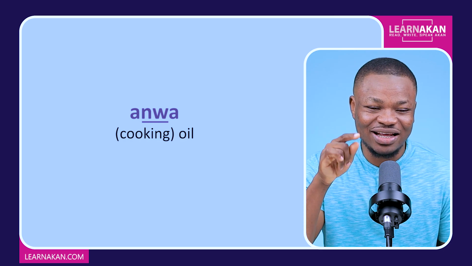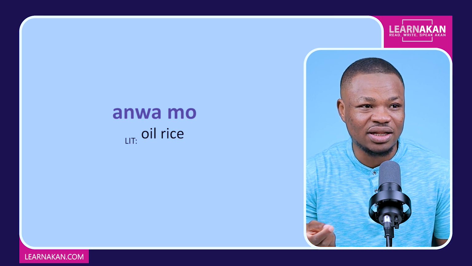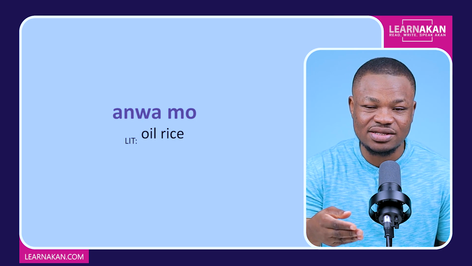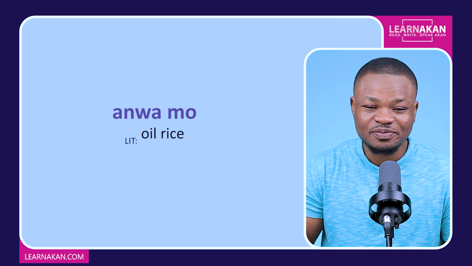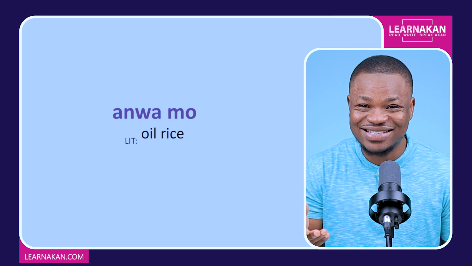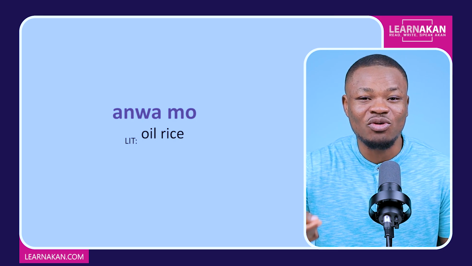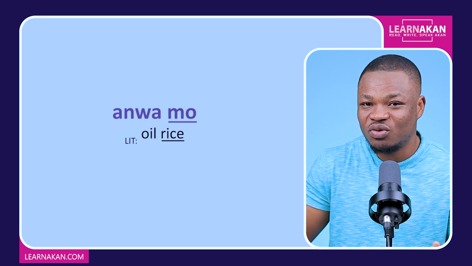When you come to Ghana, there's this food that we call angwamo, and that is basically rice that has been prepared with oil, right? It's mostly eaten with pepper and fried eggs. So there's angwa, the oil part, and then there's the mo, which is rice.